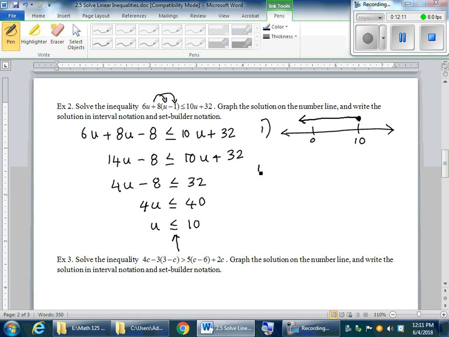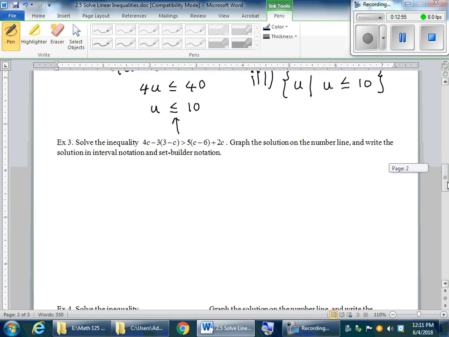Now, we write interval notation, which is negative infinity to 10. And as you can see, I already put a parenthesis on the infinity because it will always be used. But 10, the endpoint, is inclusive, so we have to use the bracket to indicate that. And finally, set builder notation will be a set of u such that u is less than or equal to 10, close set. And that will be our final answer.